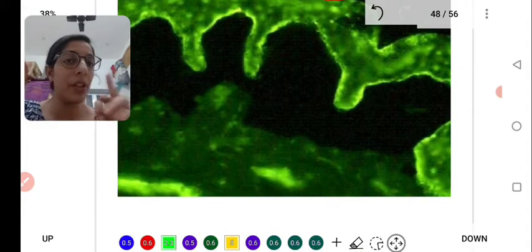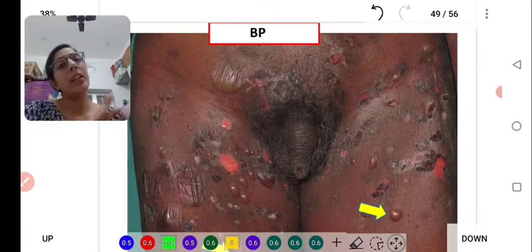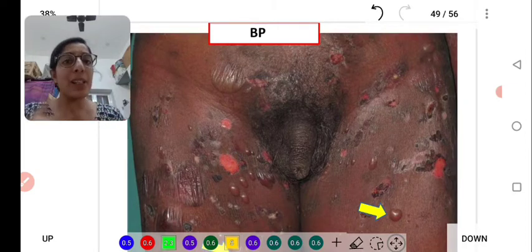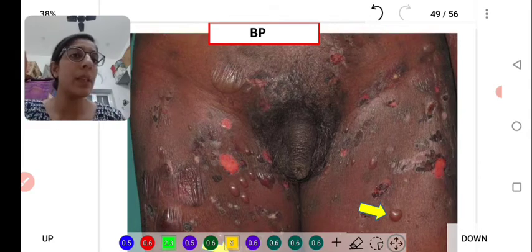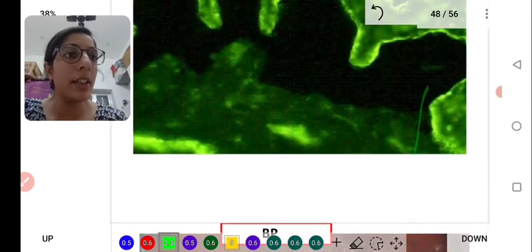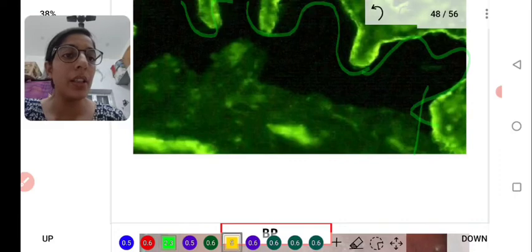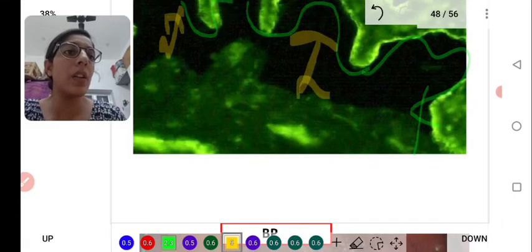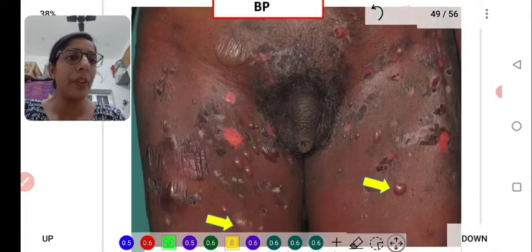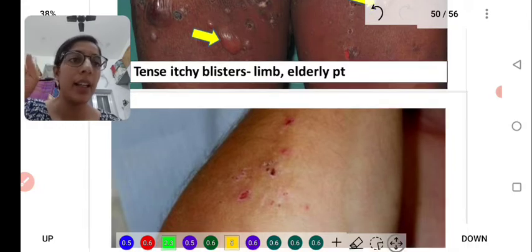This is not the foliaceus DIF. This is bullous pemphigoid. With a history of an old patient with a traumatic area or dependent parts with tense bulla, the diagnosis will be bullous pemphigoid, and it involves the dermoepidermal junction. Here you can see the dermoepidermal junction, and lots of eosinophils because it's allergic, found in the old patient. Tense, itchy blisters on the limbs in elderly patients.